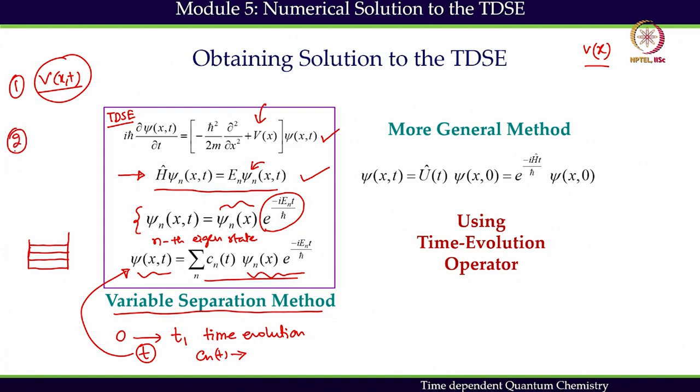The second concern we have is that obtaining the solution to the TDSE via eigenvalues and eigenvectors may not always be practical. It may not be practical because a very large number of states are needed, or because calculation of these states is too expensive. And in that case, it is convenient to compute the time evolution of a given initial state directly without making use of a large number of eigenstates. So the variable separation method is a good idea, but it may not be practical all the time.